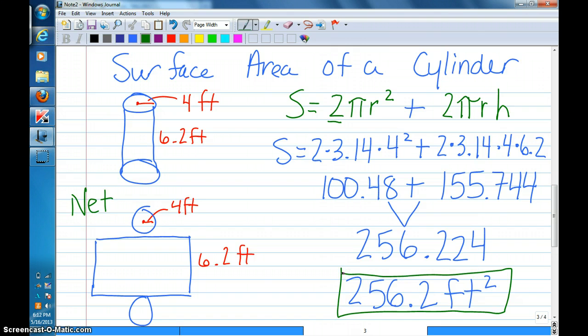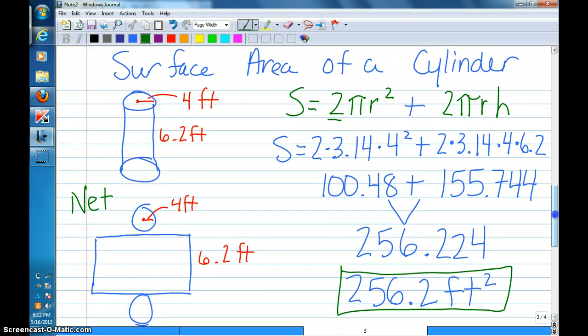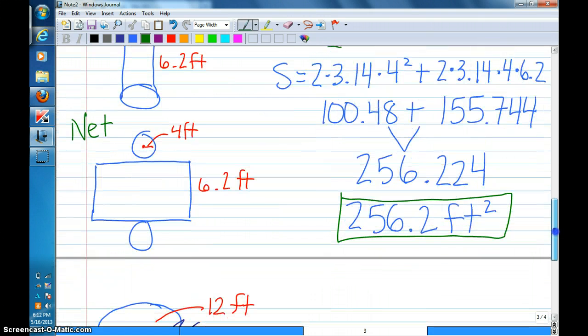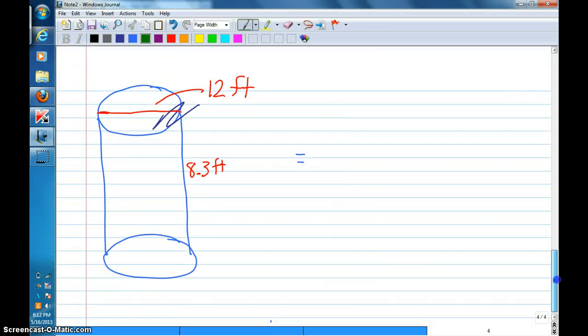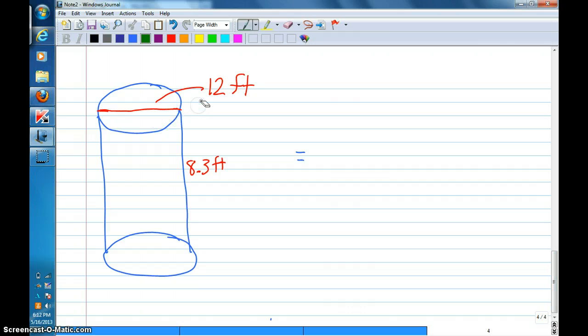So again, we're not expecting you to memorize this formula. You always want to start off with that formula, remembering r stands for the radius, h stands for the height of the cylinder. So let's try one more here. Here's a cylinder. You can draw that picture in your notes if you would like to have it. So again, very first, I'm just going to write out the formula.